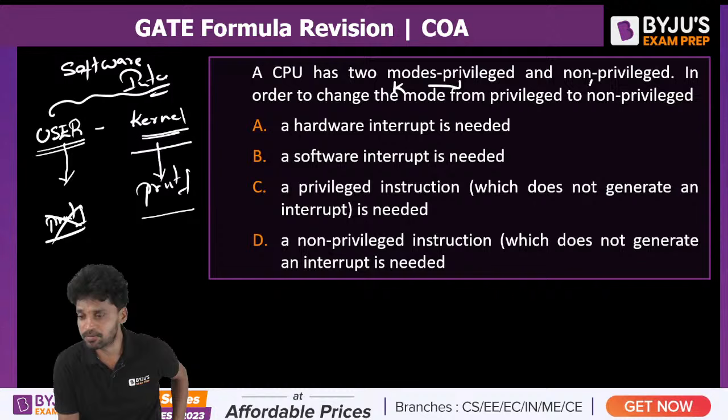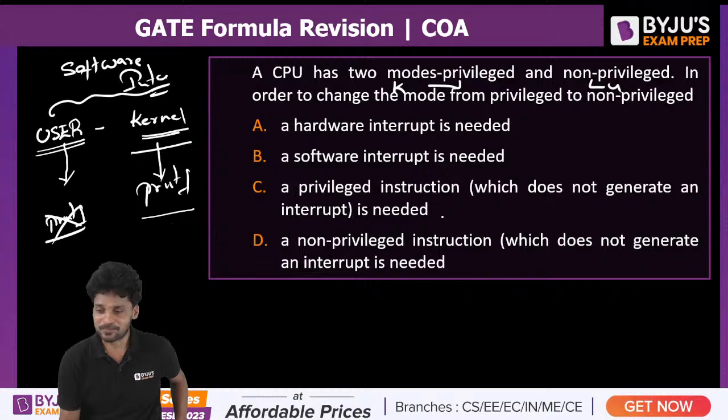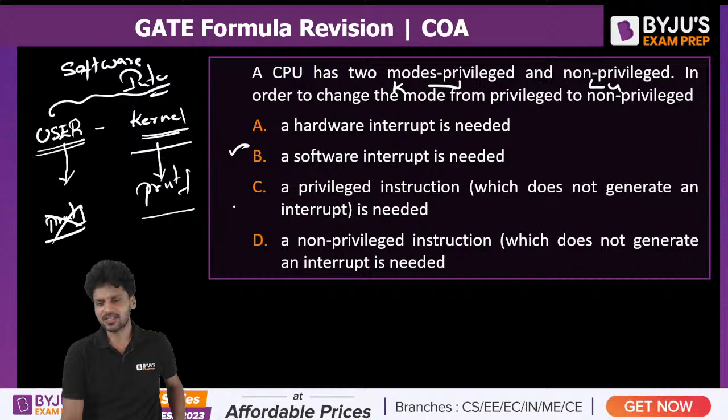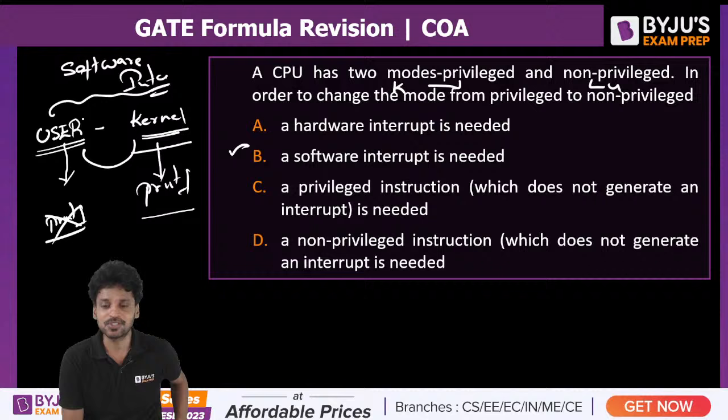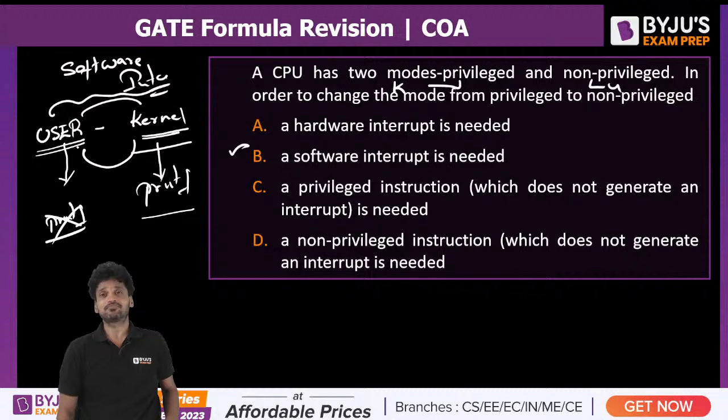Now the thing is, most of the people chose software interrupt, thinking that the mode is changing from user to kernel. But here he is asking kernel to user, not user to kernel. If it is user to kernel, a software interrupt is needed. But for kernel to user, a software interrupt is not required. No interrupt is required. Did you get me? So option D is correct.